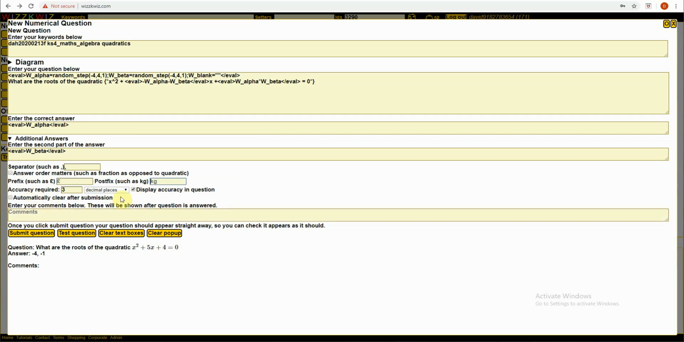Accuracy required. Since the answer is always going to be a whole number, I could just have 0 there, but that would mean that if the answer's 5, it would mark 5.2 as right. So it's not a bad idea to just put, say, 3 decimal places in there. But I typically wouldn't display the accuracy in the question because it looks a bit weird, because you're just expecting somebody to put in the exact answer in this context. Okay, so let's see where we're up to now. So everything's looking reasonably good now. But the only downside is you've got things like this.